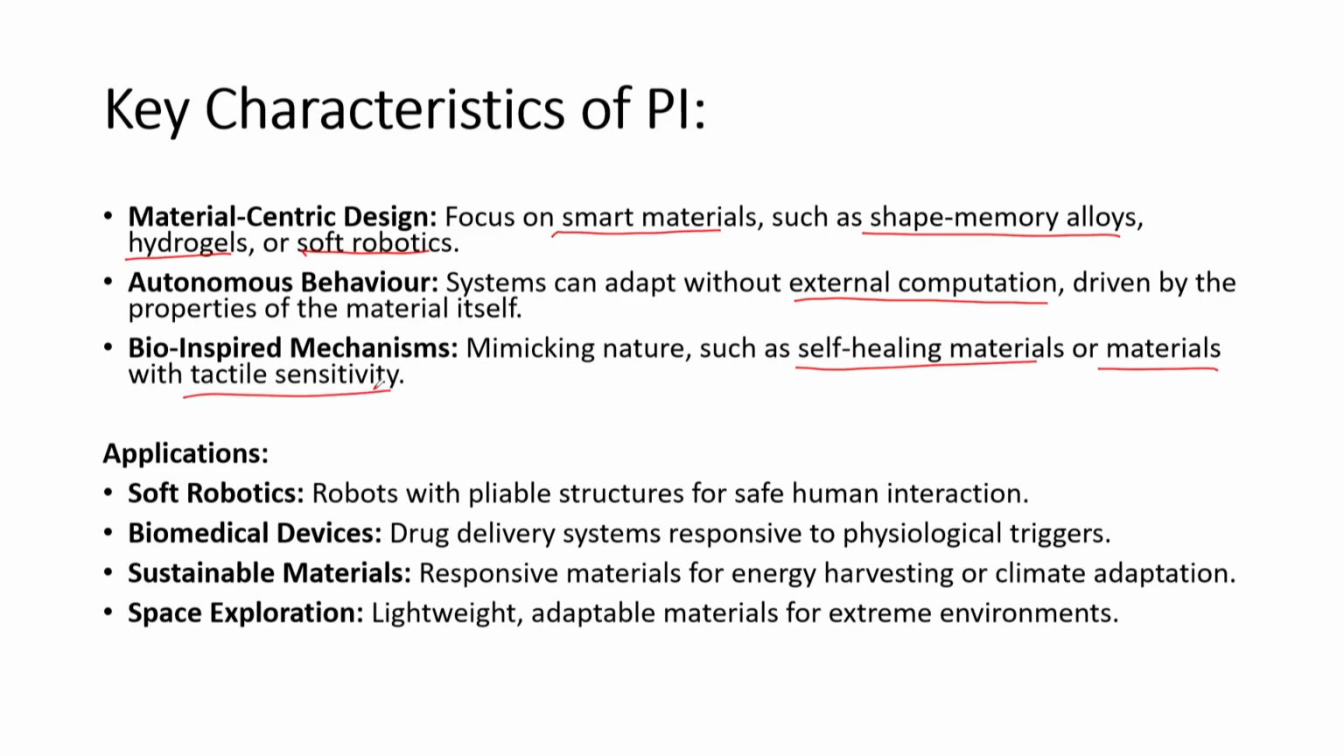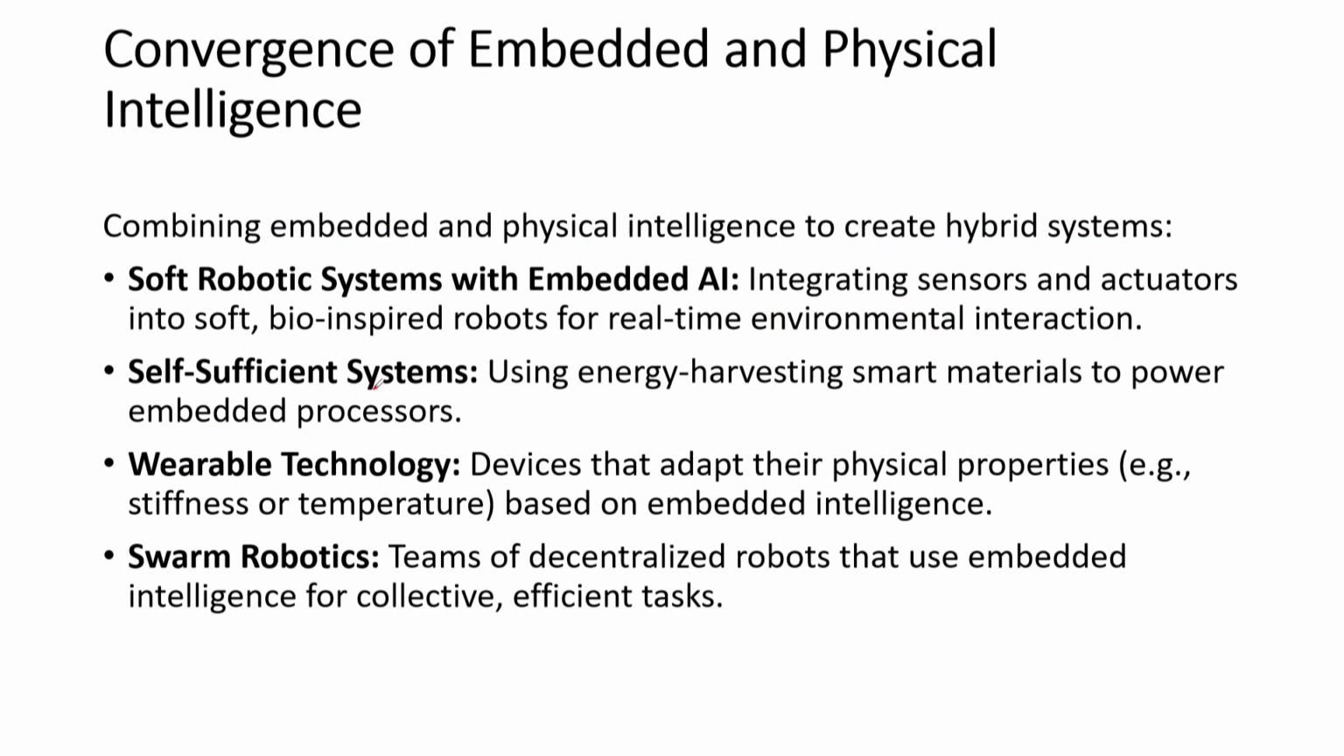So, these are some of the key characteristics of PI, and their applications are in the fields of soft robotics, biomedical devices, sustainable materials, space explorations. These are some of the upcoming applications of PI. Now, today the direction in which we are going is actually a convergence of embedded and physical intelligence. So, we merge the EI and PI together and take the best of it.